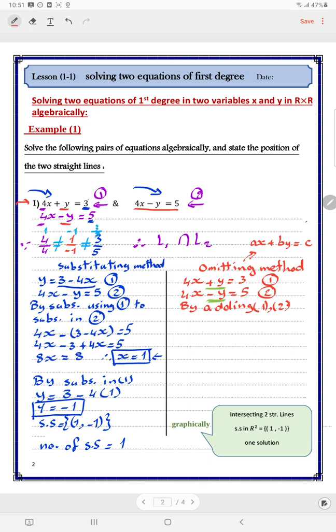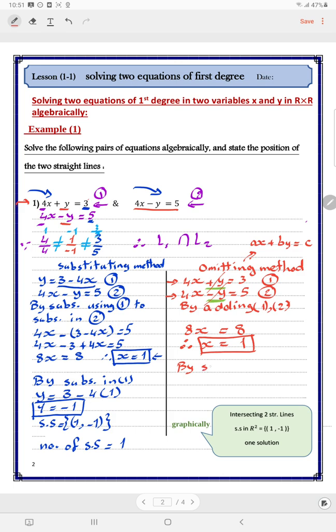therefore x plus x equals 2x. Positive y and negative y cancelled. 3 plus 5 equals 8. Now I have the value of x equals 4. Okay, so this is the x coordinate of the intersection point. To find the y coordinate, substitute in any equation of them, 1 or 2.